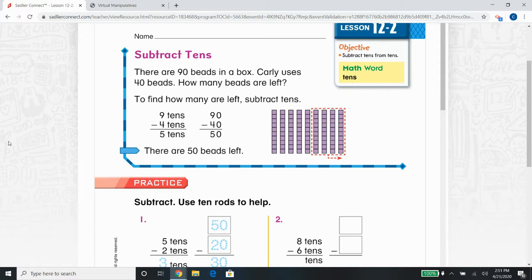This is 12-2. This is today's lesson. And the objective is to subtract 10s from 10s. The math word is 10s. There are 90 beads in a box. Carly uses 40 beads. How many beads are left?